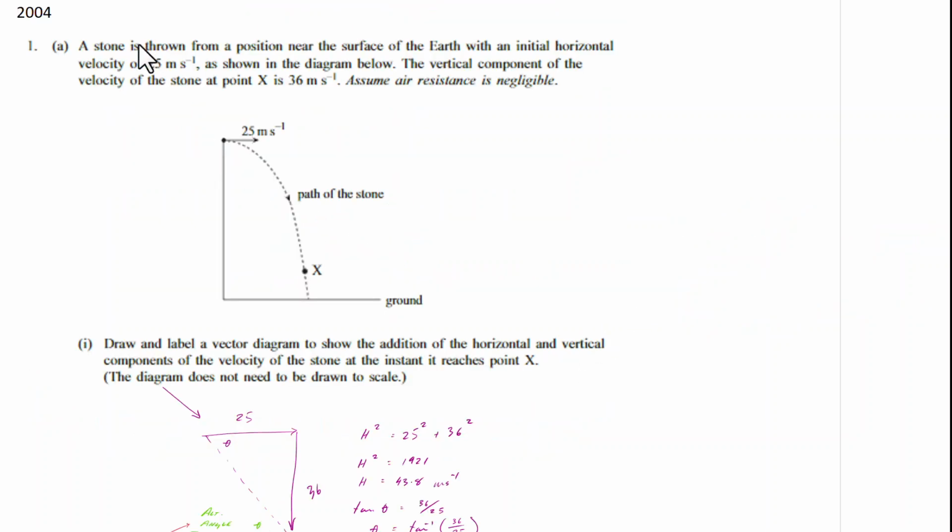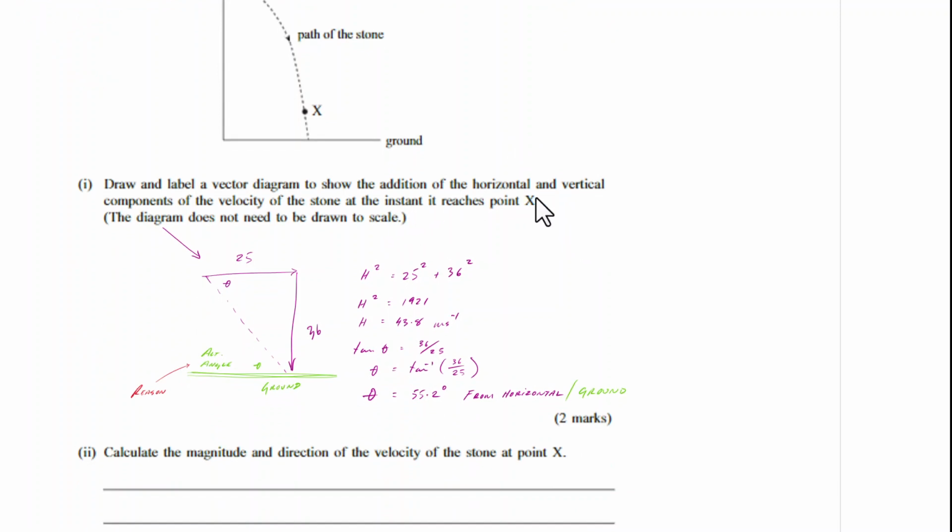So we've got a stone that has been thrown horizontally, so there is no vertical velocity. So when that actually starts to fall, the vertical velocity is going to increase due to acceleration. Alright, so draw a vector diagram showing the horizontal and vertical components as it reaches point X.